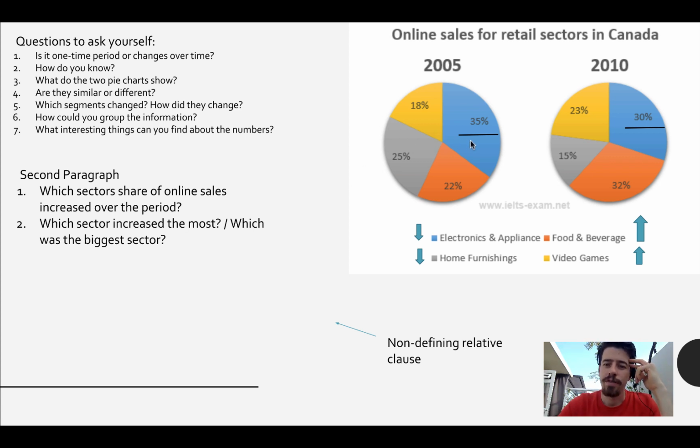Also, for example, something like food and beverage, a big increase, and it was also the largest number by the end. Okay, so write your paragraph now. It should take you about 6 minutes.